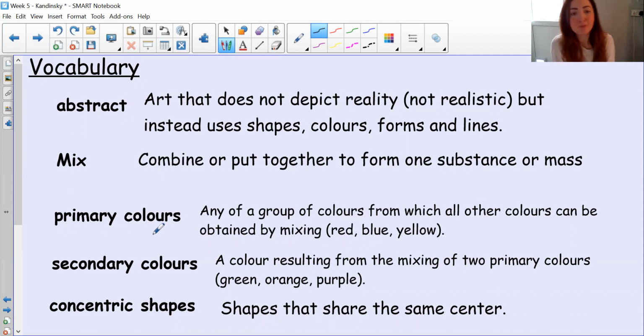Primary colours, any group of colours from which all other colours can be obtained by mixing. So that's red, blue and yellow are the primary colours. Then we have our secondary colours, a colour resulting from the mixing of two primary colours, and those colours are green, orange and purple. And our new vocabulary, concentric shapes, means shapes that share the same centre. You'll see what I mean as we go through our lesson today.